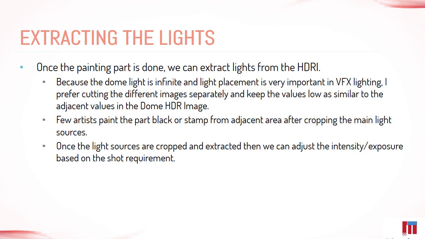One thing to keep in mind is that in CG, the dome light is infinite, and the light placements are very important in the scene file. So we need to cut the images into key light or rim light, and use those textures with properly placed lights inside the scene file. Once we extract the lights, we need to paint out that information in the dome, because if we don't, it will double up the lights. We can also adjust the intensity, exposure, or slight color variation inside the 3D scene file. Now let's move into the other software to see how we can cut the lights.